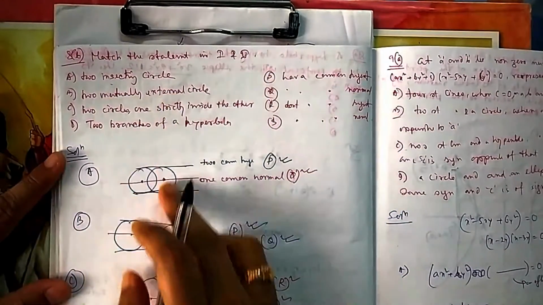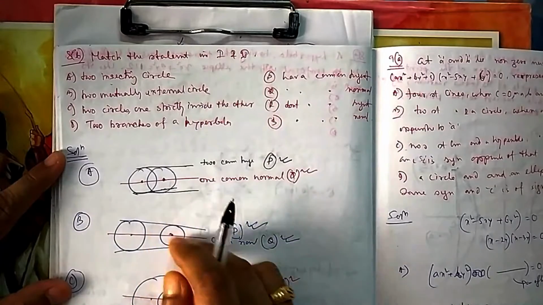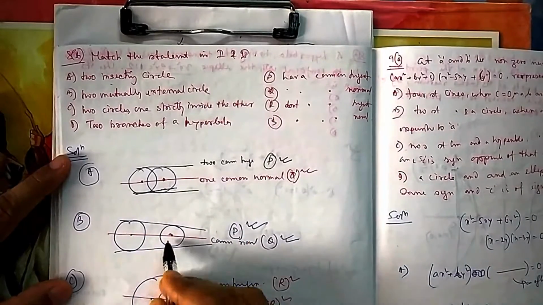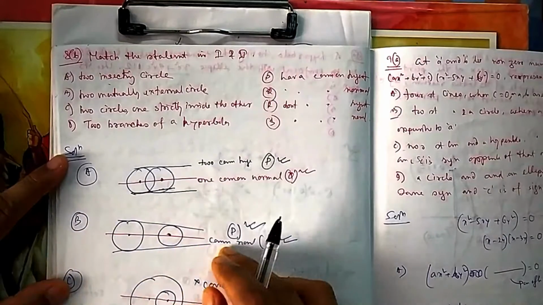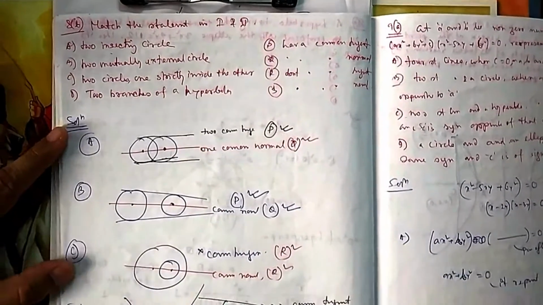Second one, two mutually external circles. They are external to each other. A common tangent is always there. Again a common normal is also there. The common normal will be the line which is passing through the centers of the circles.